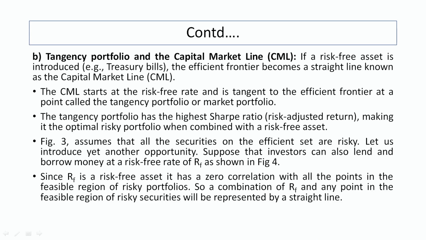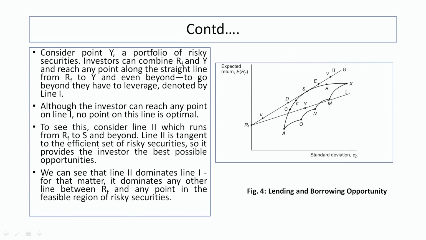Now coming to the next concept, that is tangency portfolio and capital market line. So if a risk-free asset is introduced like treasury bill, what will happen to the efficient frontier? The efficient frontier becomes a straight line known as capital market line at that point of time. It will look something like this. So when the risk-free instrument is introduced, the point will start from this particular point S, B and X, till the point where we have the risk-free securities in the portfolio.